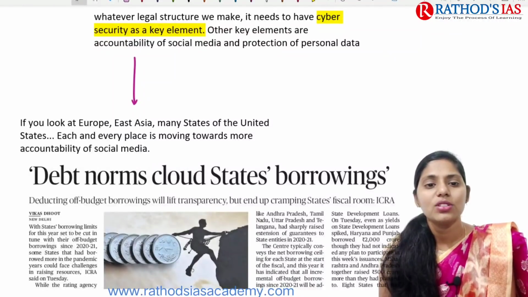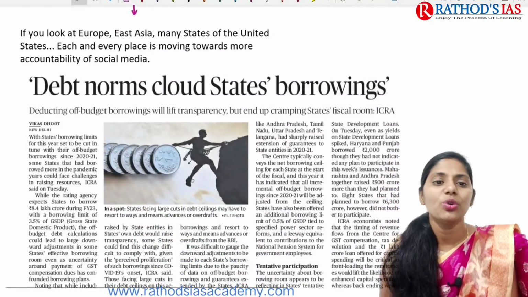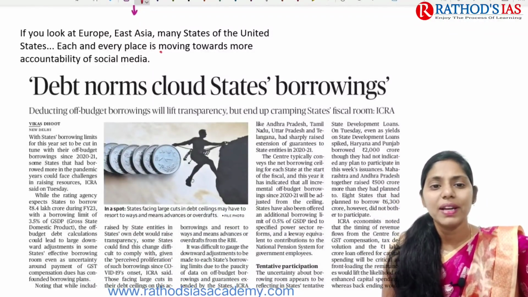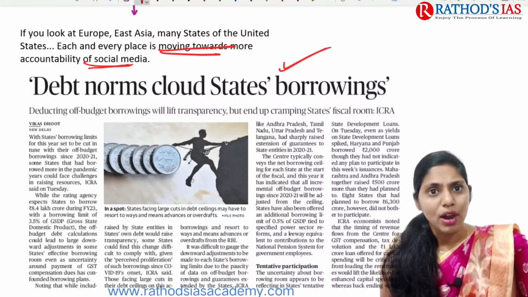And other key elements are accountability of social media and even protection of personal data as well. If you look at Europe, East Asia and many states of the United States, each and every place is mainly moving towards more accountability of social media. So this is about this topic.